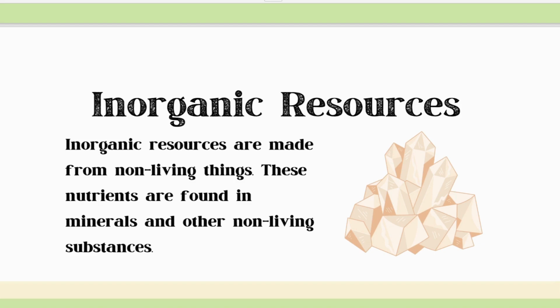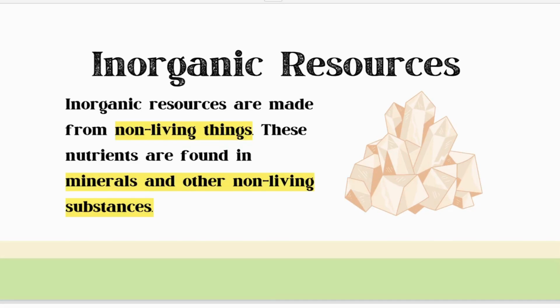Okay, now, the next type of resource which you are going to see is inorganic. Whatever is not organic is inorganic. I hope you understood. It is the opposite of organic. Organic means living things, whatever resources you get from them. But here it's the opposite, as I said. So, non-living things, whatever resources you get from that, that is inorganic. These nutrients are found in minerals and other non-living substances. So whatever nutrients you derive from non-living things and minerals, those are inorganic resources. I hope this is clear.